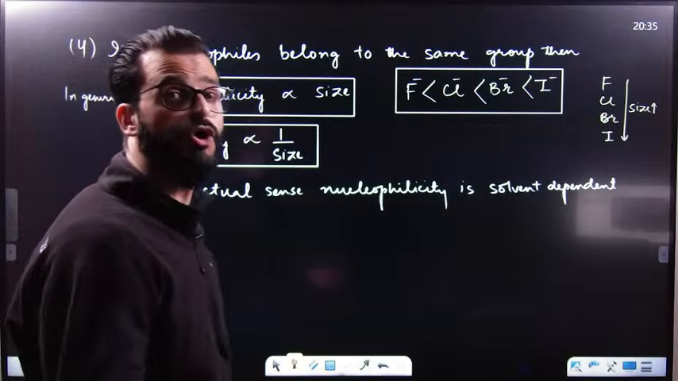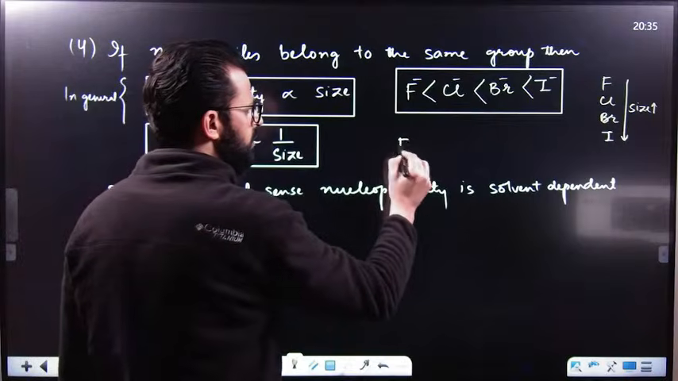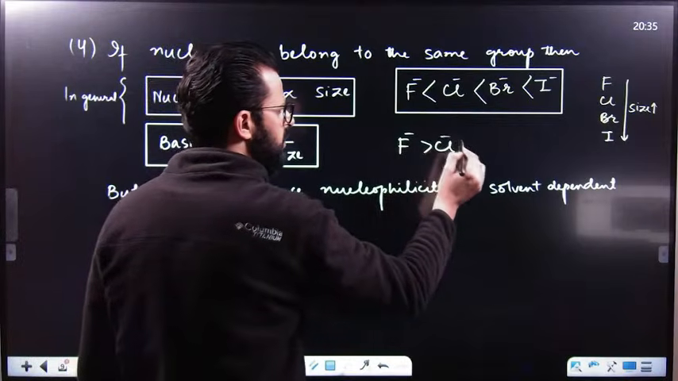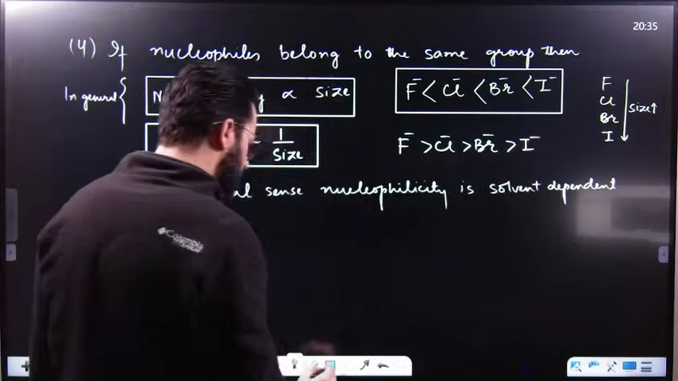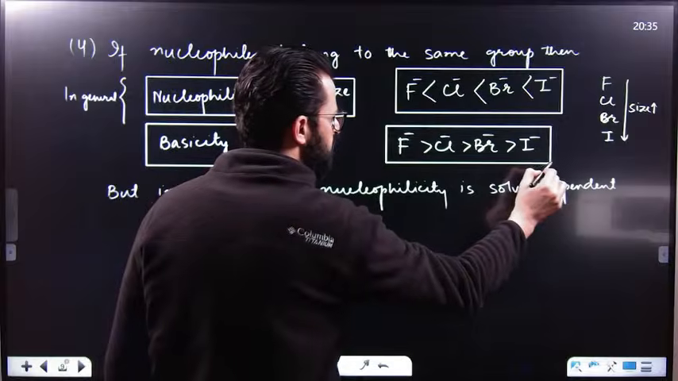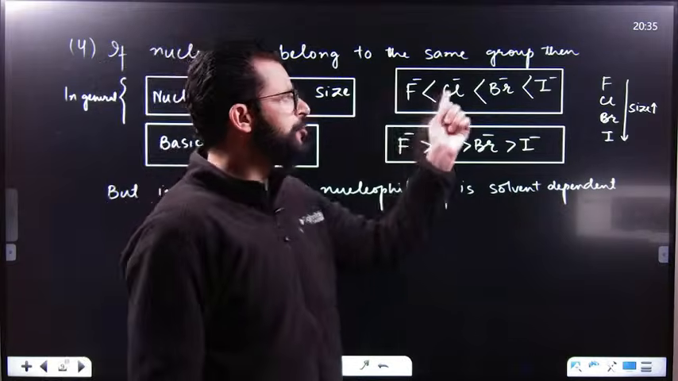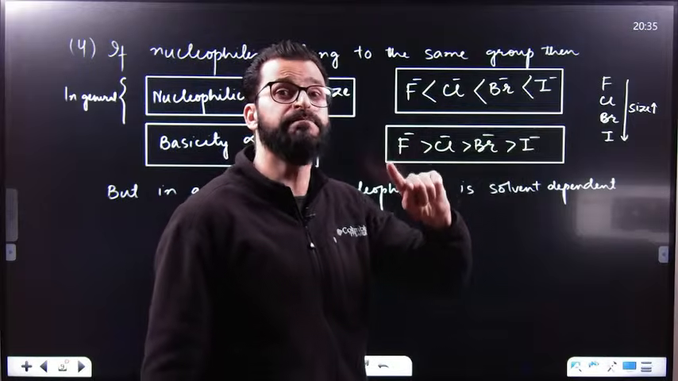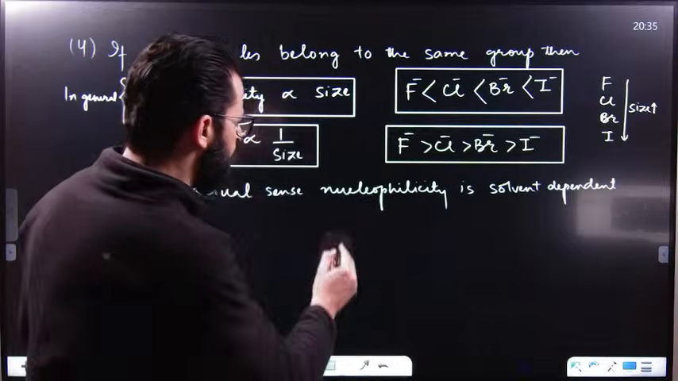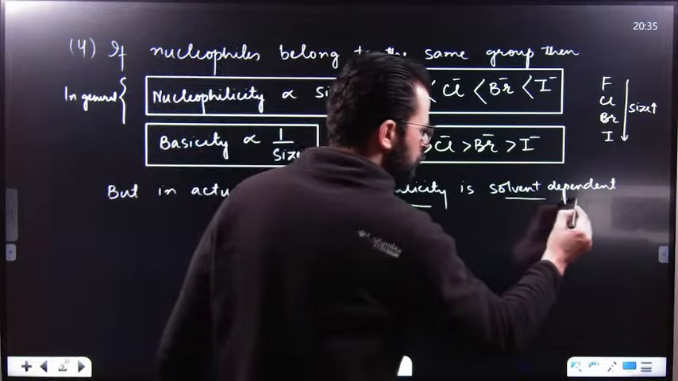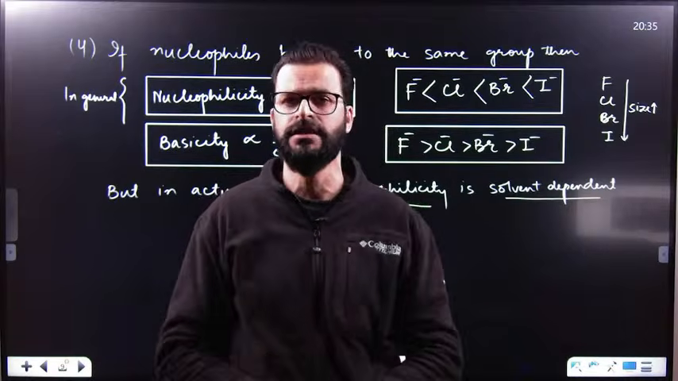If the solvent is not given, then you have to write down this order. Similarly, you will write F minus greater than Cl minus greater than Br minus greater than I minus, and this will be the basicity order if the bases belong to the same group. But this nucleophilicity order is only if the solvent is not given. In actual sense, remember, nucleophilicity is solvent dependent. That means if the solvent is changed, nucleophilicity will change.